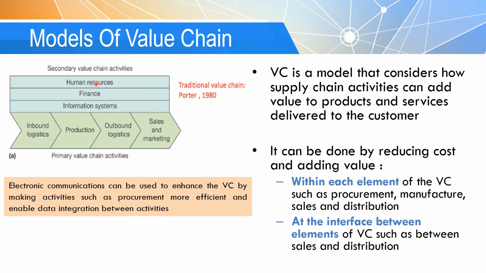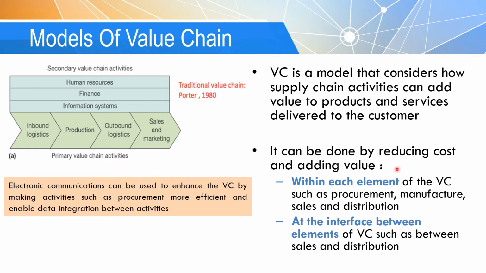If you look here, there are two parts of value chain activity. First is primary and second is secondary. From inbound logistics, production, outbound logistics, sales and marketing, it shows you the process from the raw materials up to how it is delivered to the customer. And then the second value chain activities are the support activities that help to support the organization itself.